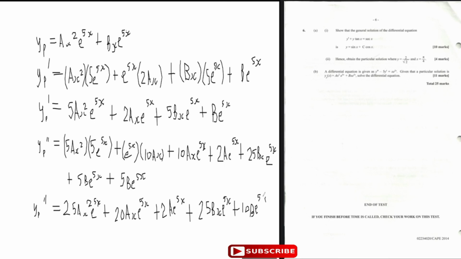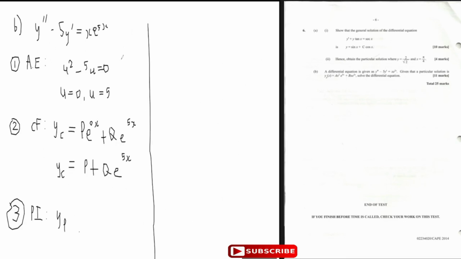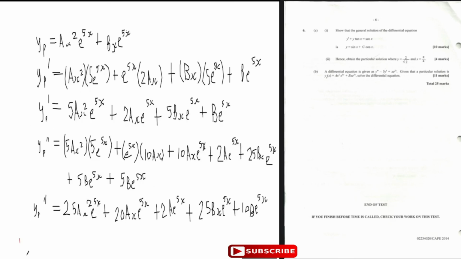Nice and easy. Now what are we going to do next? After we get this, let's look back at the question: y double prime minus 5y equals x e to the 5x. So first we need to find out, I'm going to do it in another column, what YP prime prime minus 5YP prime is.